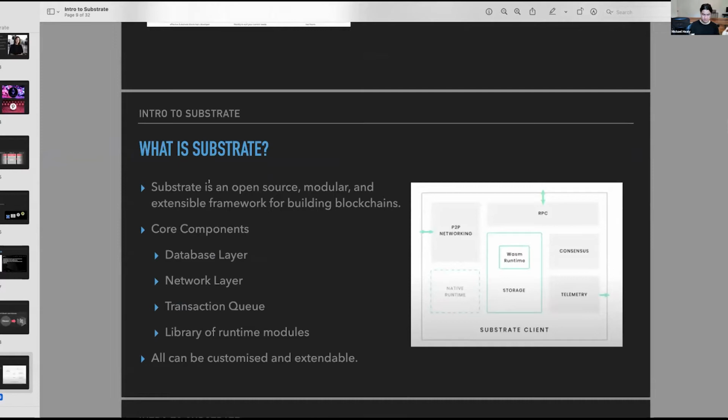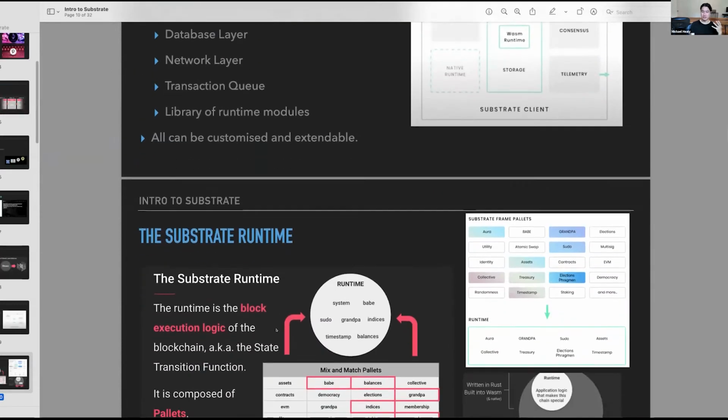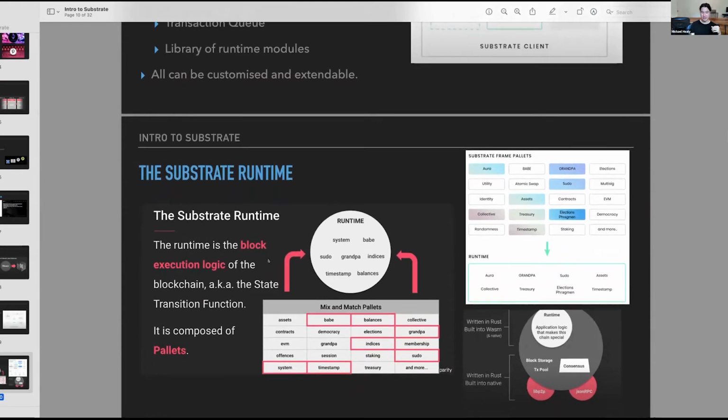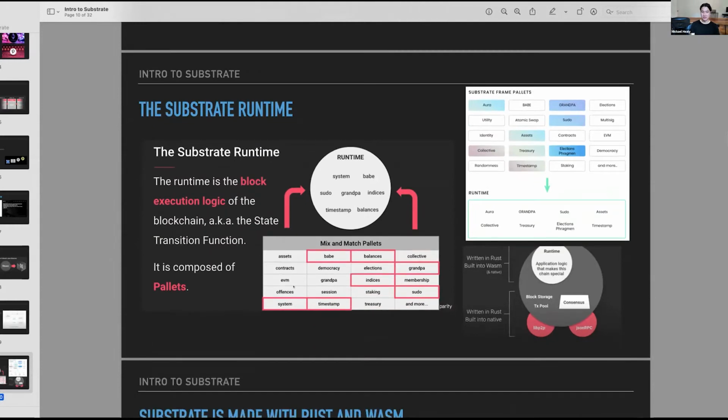So what is Substrate? As mentioned before, it's an open source, modular, and extendable framework for building blockchains. You've got all of these different tools. You can think about the consensus mechanism, storage, and P2P networking. You've got different layers of it: the database, network, transaction queue, and runtime mentioned before, and you can customize exactly what you want in the blockchain. There is a concept of pallets. You can see here there are many different pallets. You've got an EVM pallet, a membership pallet, a GRANDPA pallet, balances, and an assets pallet, and all of these different pallets allow you to choose exactly how you want your blockchain to be built and to function.